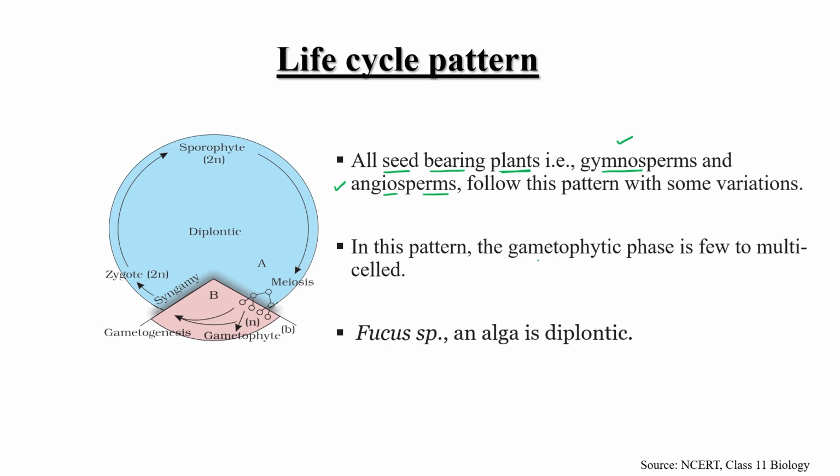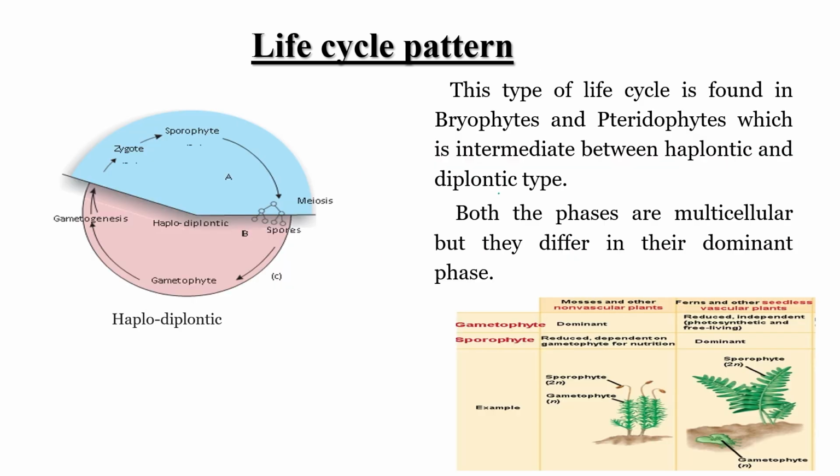In this pattern, the gametophytic phase is at a few to multi-celled stage, and the main phase is diplontic, meaning the sporophytic form. Just now we discussed that picture. Other than gymnosperm and angiosperm, there are certain other plants which follow the diplontic phase, like Fucus. This is a type of alga which has a diplontic life cycle pattern. Okay, the third type is haplodiplontic.